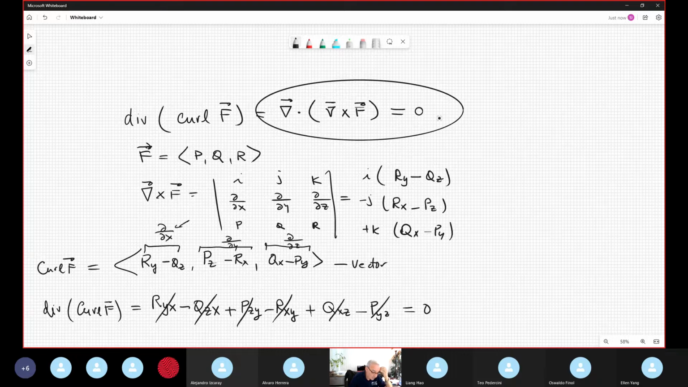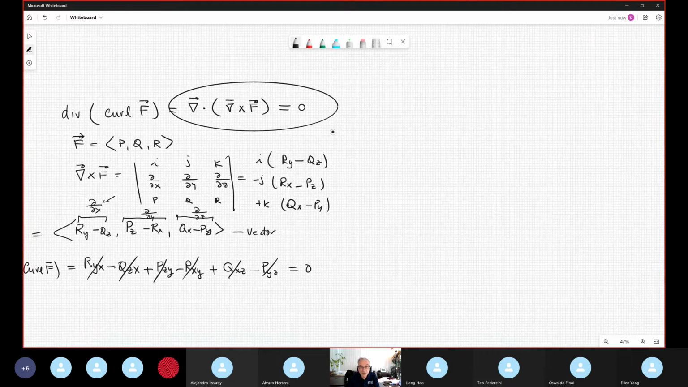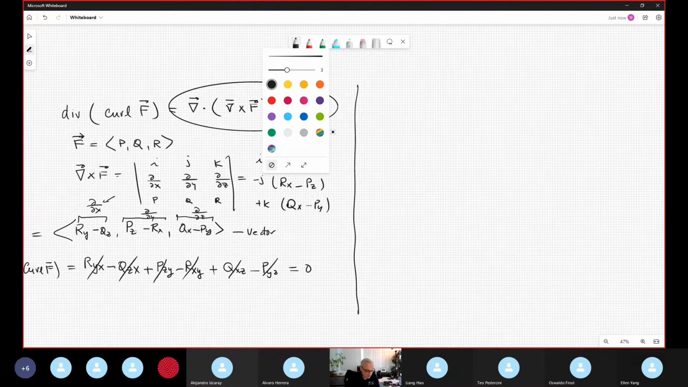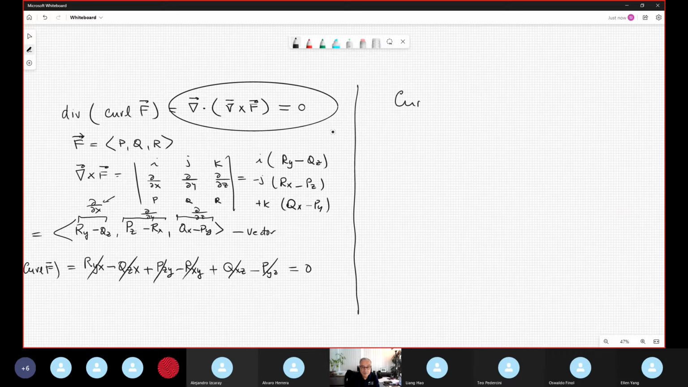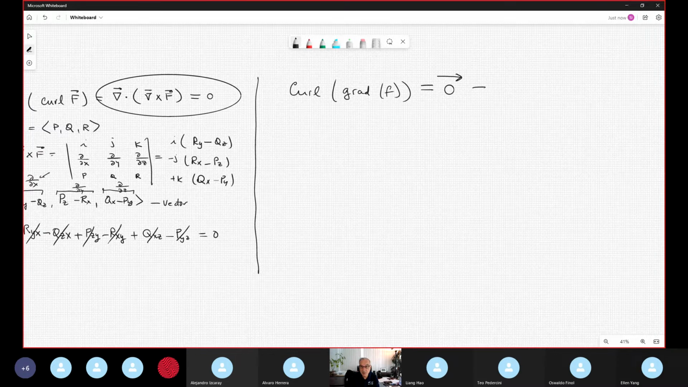And also another important identity. Let me separate this. Suppose the curl of the gradient of the function f is the zero vector. What does zero vector mean? Zero vector means the vector (0, 0, 0) in 3D.